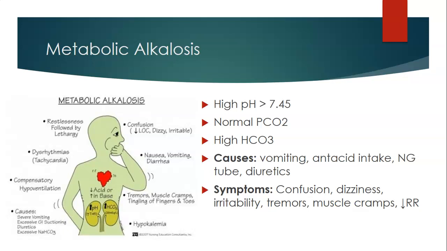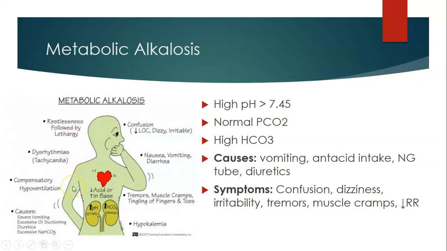So you're probably thinking, why would an NG tube or vomiting cause this? Again, the stomach acid is acidic. So if we are suctioning all of that out with an NG tube, or this person is vomiting a lot, we are effectively removing acid from their body. So now their blood is going to become more basic. Some symptoms will include confusion, dizziness, irritability, tremors, muscle cramps, and reduced respiratory rate.